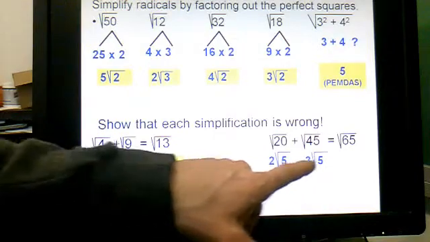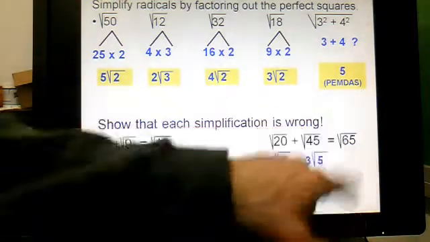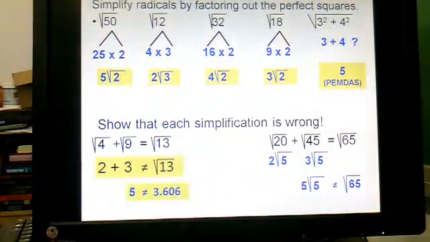This is just like 2x plus 3x, and you call that 5x. And the one on the right doesn't simplify. There's no factors of 65 that could simplify. These are definitely not equal to each other.